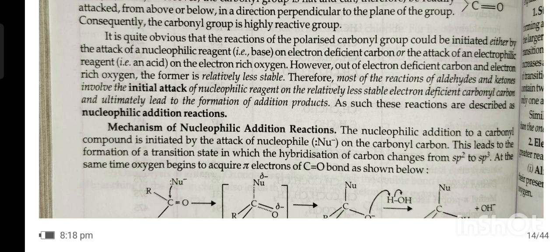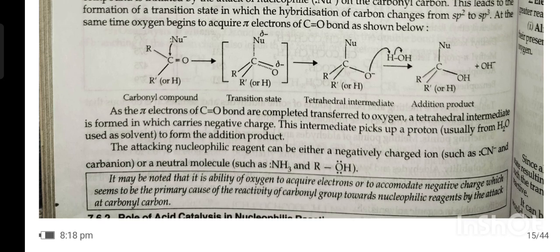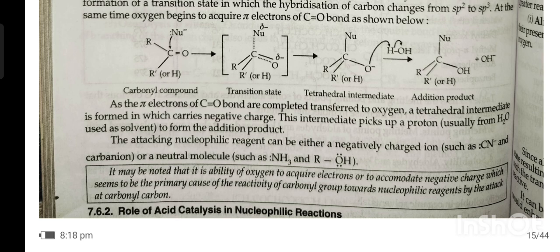The nucleophilic addition to a carbonyl compound is initiated by the attack of a nucleophile on the carbonyl carbon. This leads to the formation of a transition state in which the hybridization of the carbon changes from sp2 to sp3, at the same time as oxygen begins to acquire the pi electrons of the carbonyl bond, as shown below. As a result, the pi electrons of the carbonyl bond are completely transferred to oxygen. A tetrahedral intermediate is formed which carries a negative charge. This intermediate picks up a proton, usually from water used as solvent, to form the addition product.